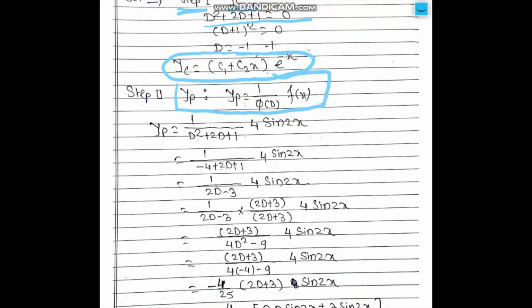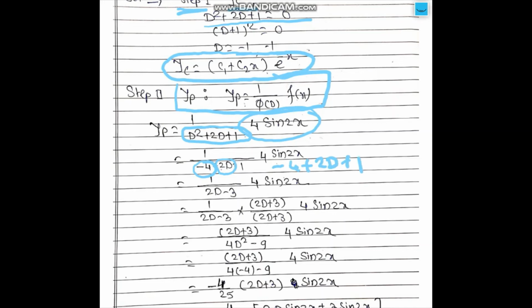So in this case, phi(D) is D square plus 2D plus 1, operating on 4 sine 2x. When we replace D square by minus a square, we are replacing D square by minus 4. You can observe only D square is replaced by minus 4. We cannot replace this D by anything, so we keep it as it is. So it is minus 4 plus 2D plus 1.